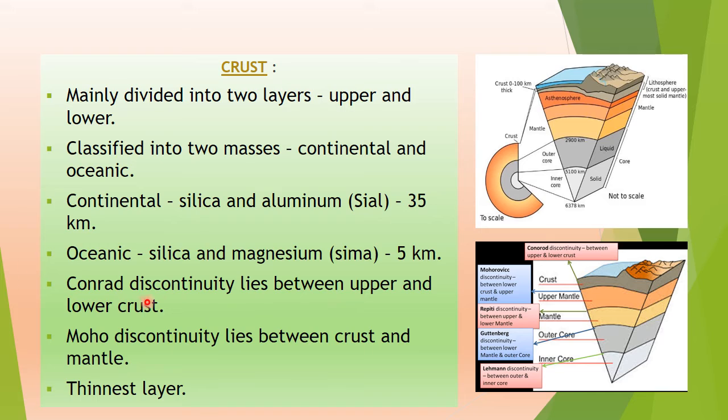Then Conrad discontinuity, this lies between upper and lower crust. Here you can see. And Moho discontinuity lies between crust and mantle. This is mantle and this is crust. So this line is Moho discontinuity and this lies between crust and mantle. This is the thinnest layer.